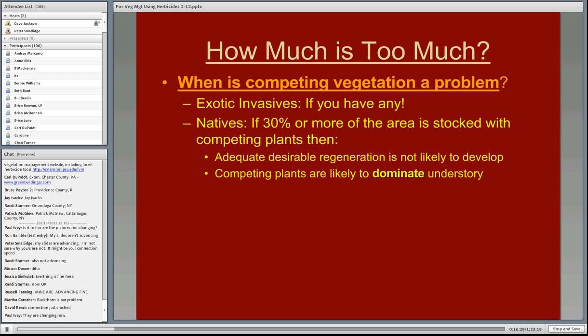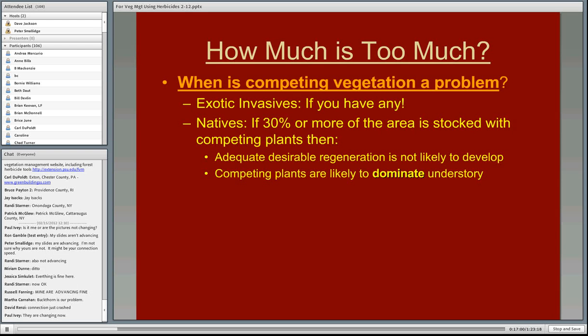Some of the research that was done here in Pennsylvania showed that if 30% or more of the area was stocked with competing plants, and I'm talking things like American beech, striped maple, hay-scented fern, then adequate desirable regeneration is not likely to develop, and competing plants are likely to dominate the understory, particularly following a timber harvest.